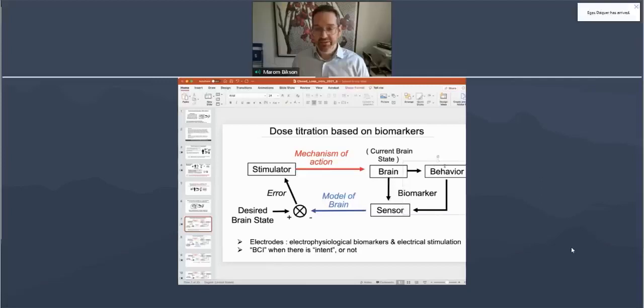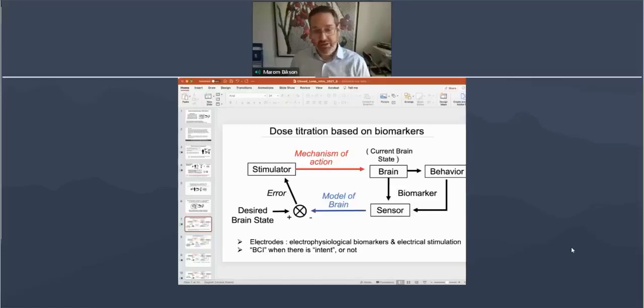Now we can extend that to behavior as well. I mentioned, for example, the example of tremor. Again, the brain is in a pathological, a Parkinsonian state that is reflected in a tremor that we can detect with a wearable wristband. That is a biomarker of the underlying brain state, which we can detect with a sensor. We use that to generate a model of the brain, which we then compare to desired brain state, and we repeat the loop. So I think this block diagram captures a lot of what is done with people, and it shows you where biomarkers sit.